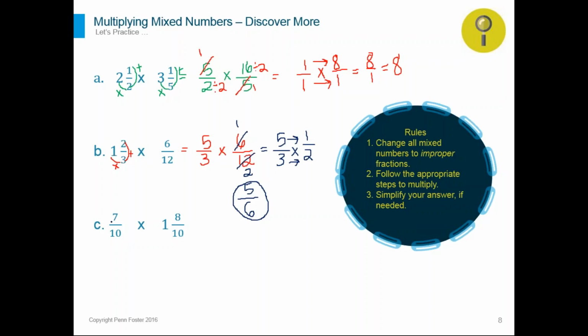Last example, C, 7 over 10 times 1 and 8 over 10. Okay, so I'm not going to get excited and say, oh, 1 times 1 or 1 times nothing, just put it 1. No, I have to follow the rules. So 7 over 10 is a fraction. I'm not going to change that. Times 1 times 10 is 10 plus 8 is 18 over 10.